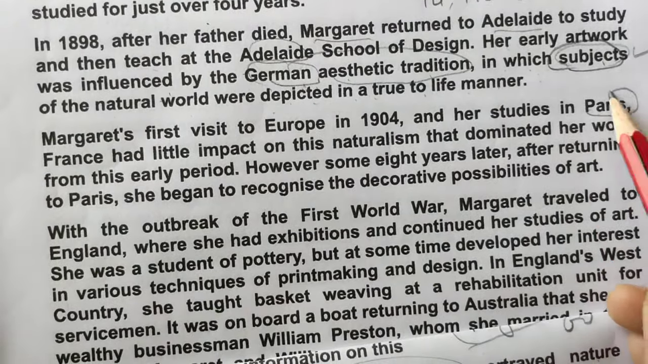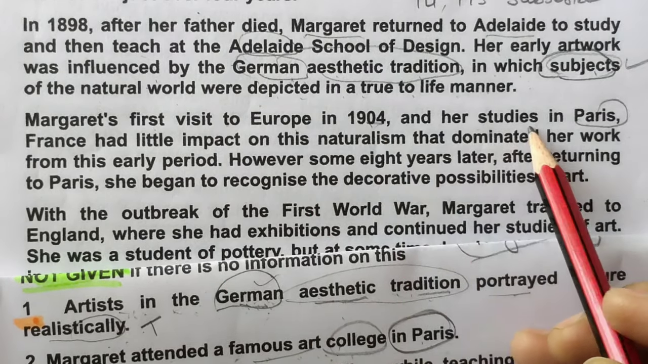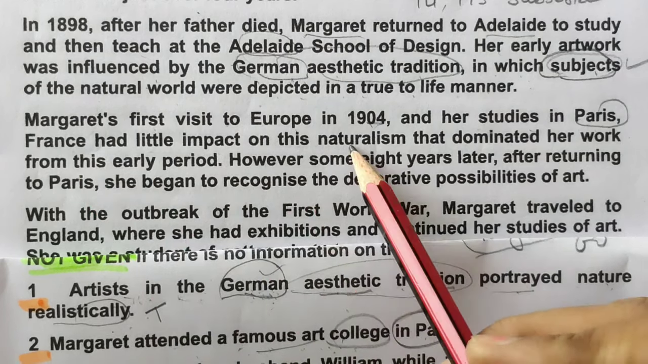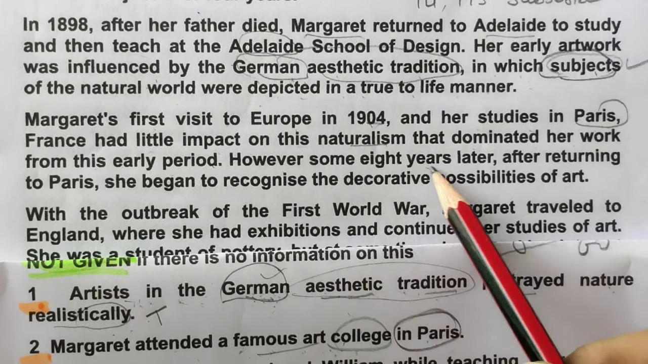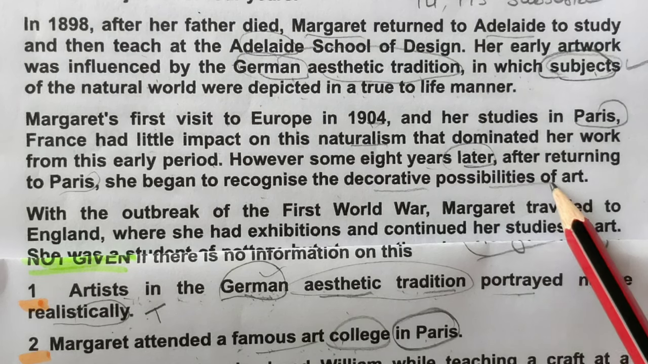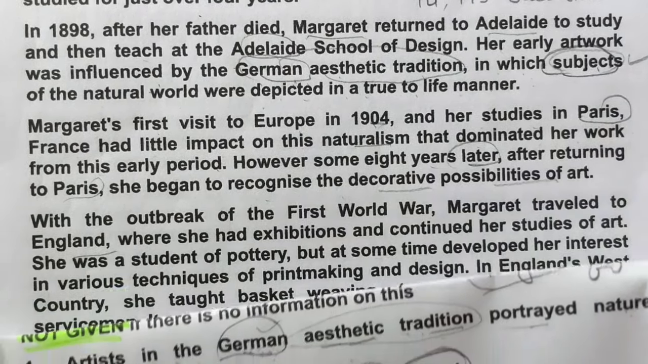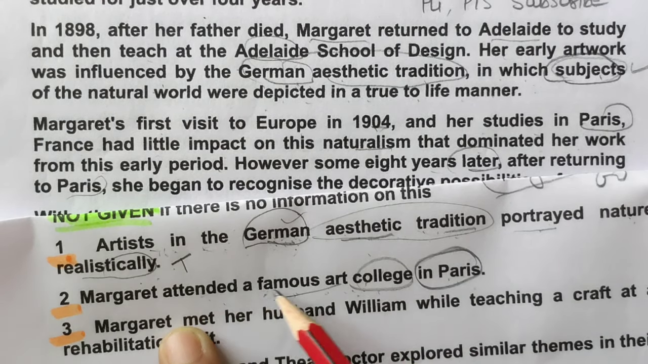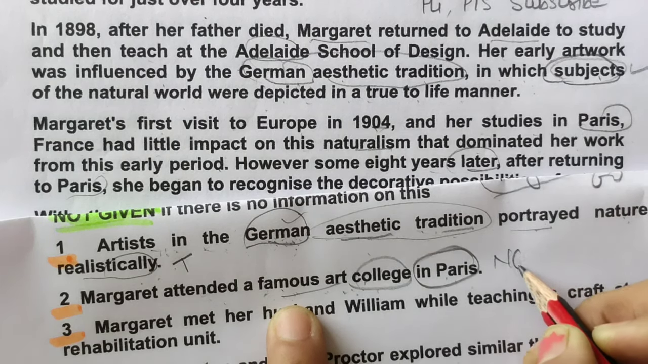So Paris is here, see this. Margaret's first visit to Europe in 1904 and her studies in Paris, it is given. Okay, France had little impact on the naturalism that dominated her work from this early period. However, some 8 years later, after returning to Paris, she began to recognize the decorative possibilities of art. Okay, travel to England also, but here that is not described, whether she attended a famous art college in Paris or not. Not given will be there.